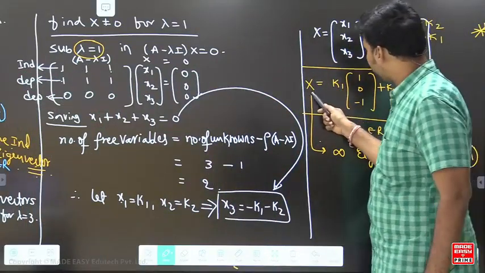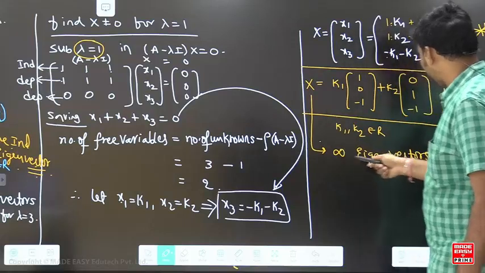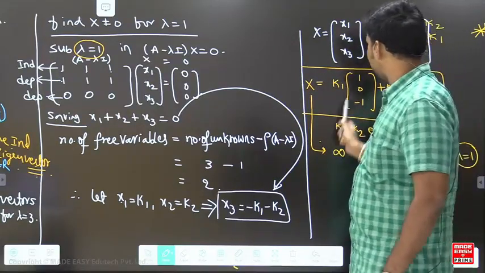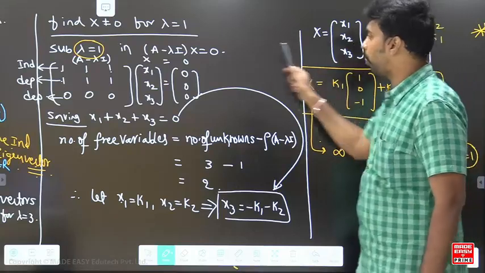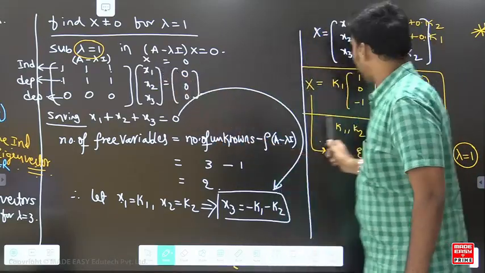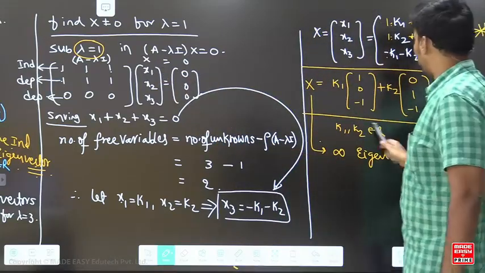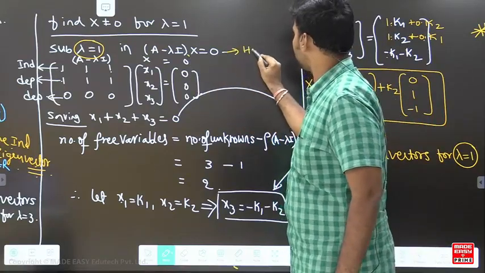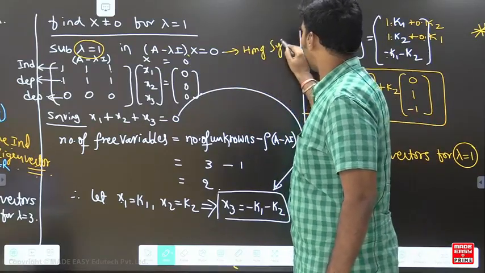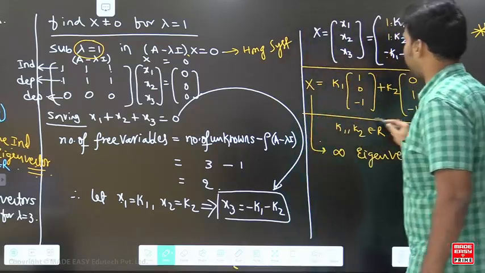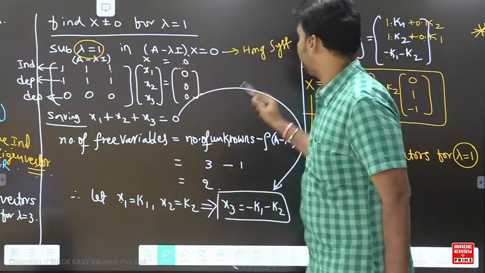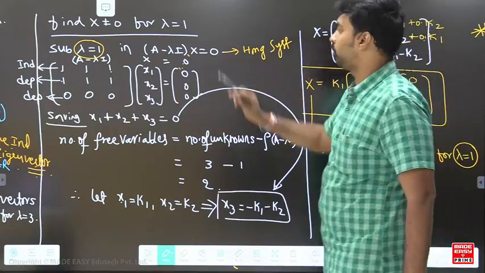The eigenvectors are infinite here. Infinite eigenvectors you are getting. So, this is the infinitely many solutions of this homogeneous system. So, if this is infinitely many solutions of this homogeneous system, here, now, my question is, how many of them are independent? How many of them are independent solutions for this homogeneous system?